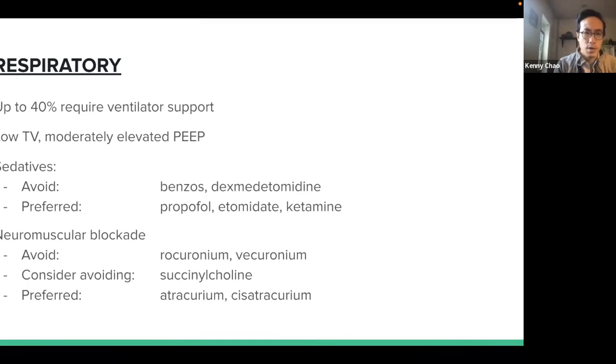For your neuromuscular blockades, you want to avoid rocuronium and vecuronium for the same reason that they're metabolized by the liver considerably. Succinylcholine, there's a theoretical decrease in clearance, but your go-tos are atracurium and Nimbex.